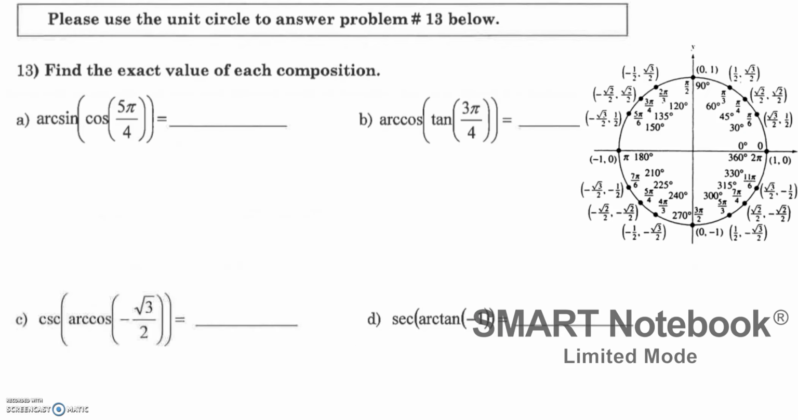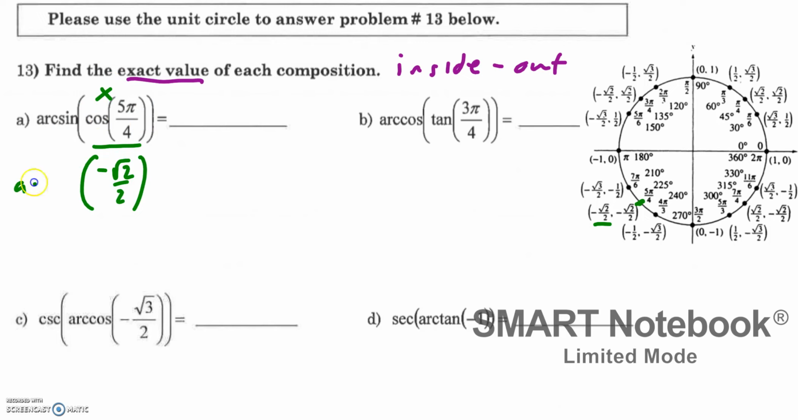Let's let the good times keep rolling and do composition of functions with the same logic we were just talking about. So we want to find the exact value of each composition, and you always want to start inside out. So if I look at part A, the first thing we want to do is find the cosine, or the x value, at the angle of 5 pi over 4, which is right here. So the x value there is negative root 2 over 2, so I can replace this completely with negative root 2 over 2.